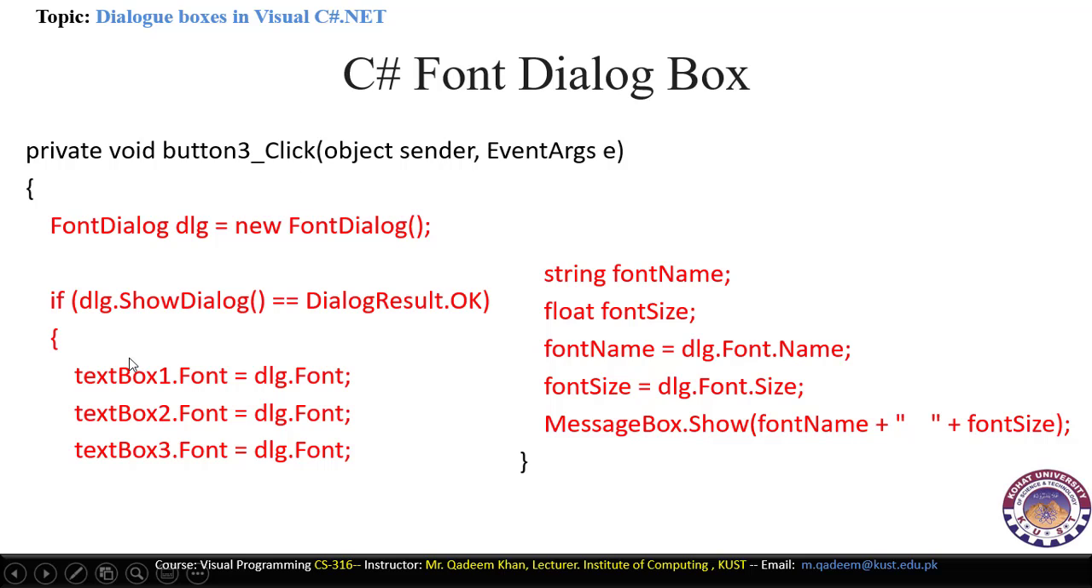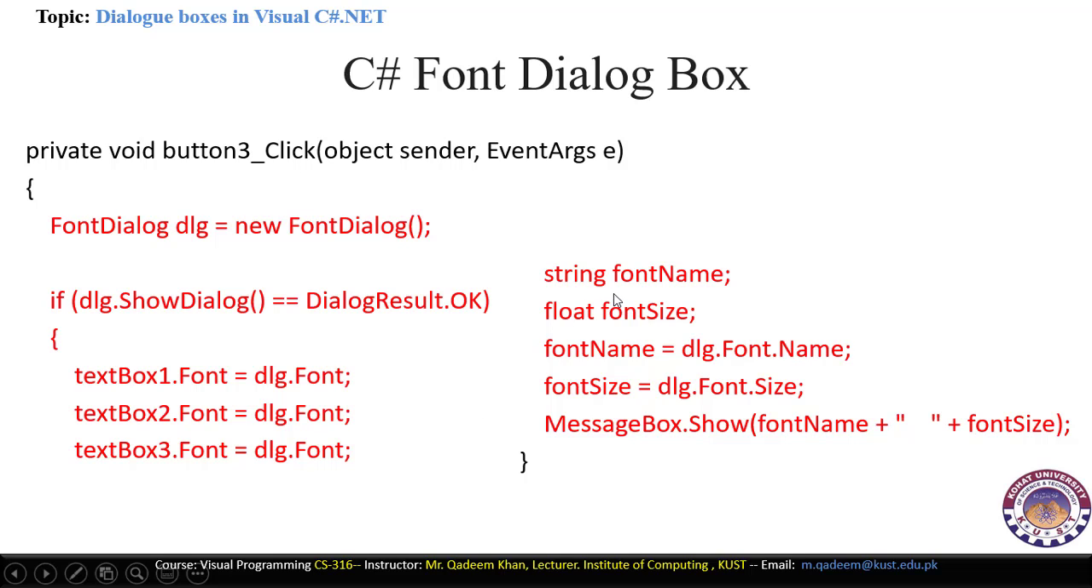So here the if means that textbox1.Font is equal to dlg.Font. So the first text box font will be equal to the font of the dialog. And similarly, textbox2.Font is equal to dlg.Font, the second text box, and the third text box font will be equal to the font of the dialog when the OK button on that particular dialog is clicked.